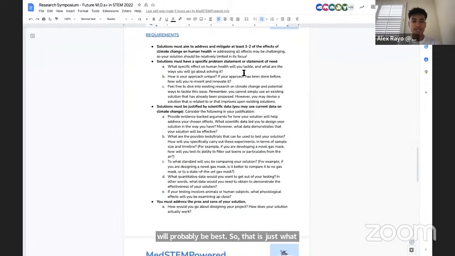The next requirement is that solutions have to have a specific problem statement or statement of need. So this goes back to the first requirement where you really want to be focusing on a very specific effect so that you can provide a specific problem statement or a statement of why you need this solution that you're designing. And you'll see that in these sub bullet points right here that I'm highlighting now, these are different questions that you can think about answering when you are creating your final submission so that you can make sure that you do meet this requirement that is bolded at the top.